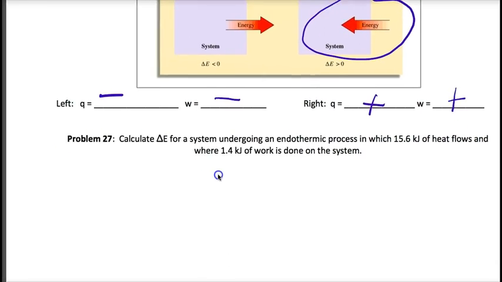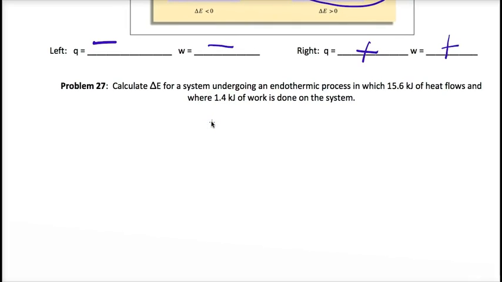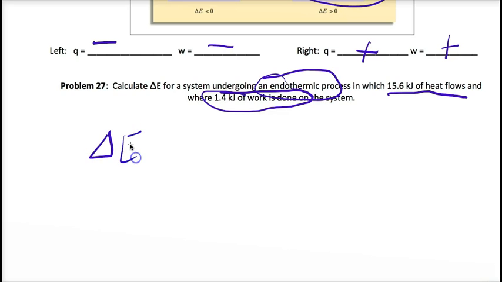Let's do it real fast. Calculate the delta E for a system undergoing an endothermic process. Look at that, this is going to be a clue right here, in which 15.6 kilojoules of heat flows into the system, and also where 1.4 kilojoules of work is done on the system. So what are we going to do here? Delta E is equal to Q plus W, as you already know.